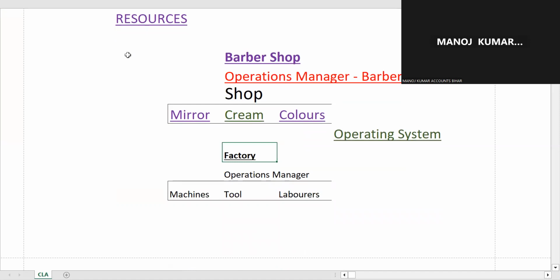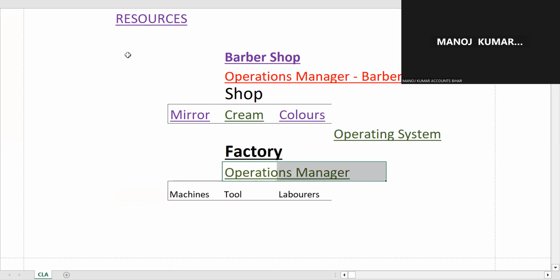A factory is a bigger thing. So take a factory. You have one operations manager here. Now the operations manager here will not be the owner, whereas in the barber shop the operations manager is the owner. And now what will be the configuration of resources? One is the office, which starts with the office, receptionist, and papers, stationery or whatever is there. That's the configuration of resources, plus the factory, which will have your machines, tools, and laborers or employees.